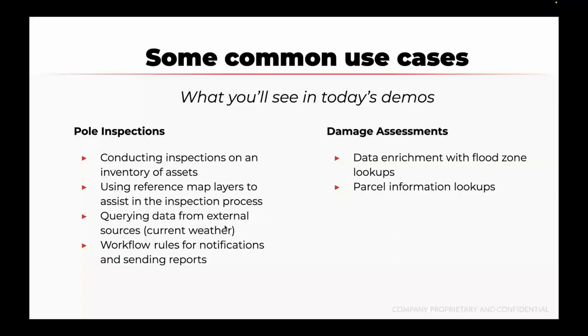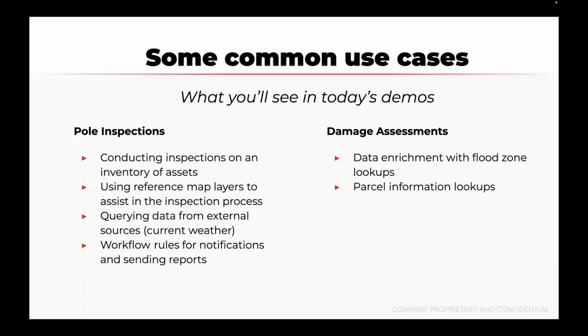Querying data from external sources. So I have an example of pulling the current weather conditions. Some types of audits require that. Not that that's relevant necessarily in all pole inspection applications, but just for the sake of being able to show that, we'll walk through that. And then we have a workflow engine in Fulcrum that lets you define your own rules for sending notifications, like to email or SMS, where based on a specific set of conditions, you can trigger events to happen.